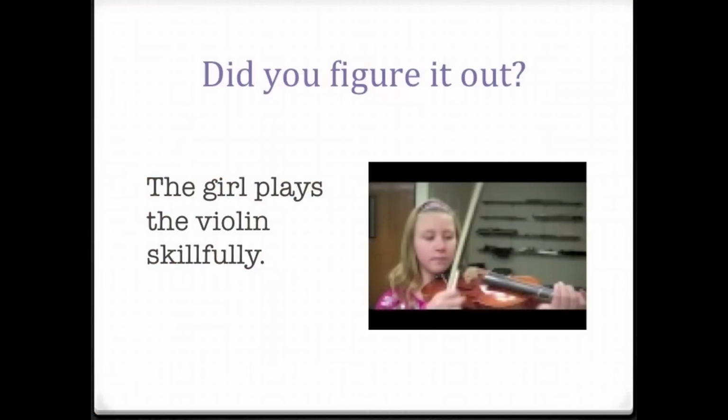Did you find the simple and complete predicates? In this sentence, we want to figure out what the subject is doing, because the predicate tells us what the subject is or does. The subject is the girl, so we need to ask ourselves, what is she doing? The complete predicate is plays the violin skillfully, because that tells what she is doing. The verb is plays, so that is the simple predicate.